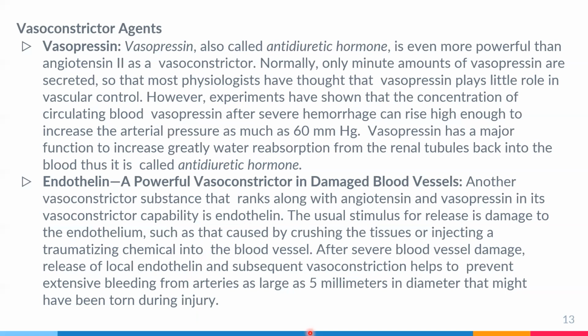And as we have seen, in case of extensive bleeding from arteries as large as 5 millimeters in diameter, vasoconstriction via endothelin can constrict the particular artery, a particular blood vessel, and prevent extensive bleeding.